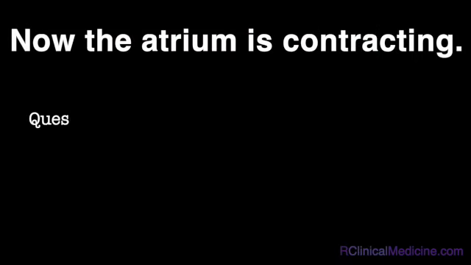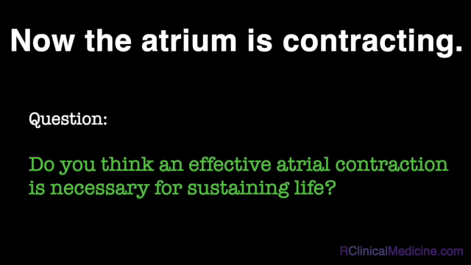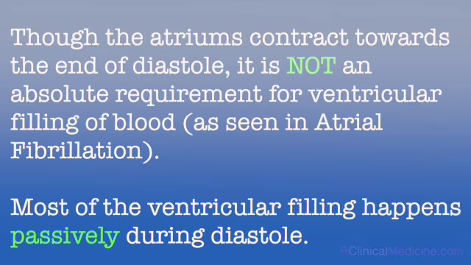With the atrial depolarization, now the atrium is contracting. Question: do you think an effective atrial contraction is necessary for sustaining life? Though the atriums contract towards the end of diastole, it is not an absolute requirement for ventricular filling because most of the ventricular filling happens passively during diastole. Please note that in atrial fibrillation, atrium does not contract effectively, but still people live with atrial fibrillation.